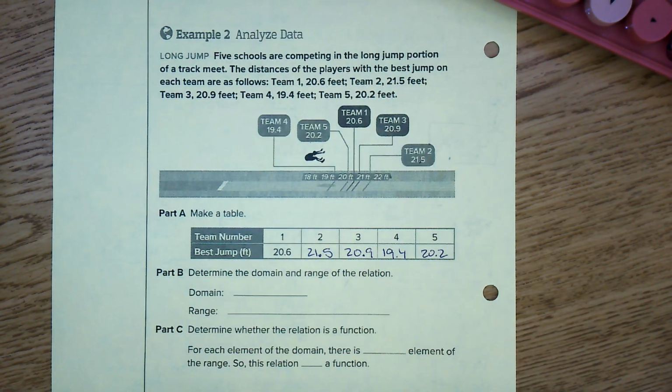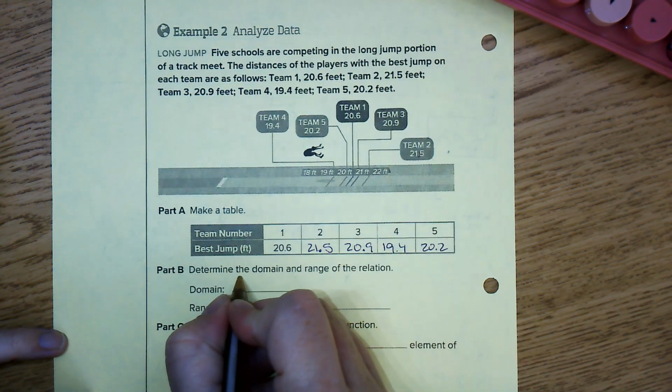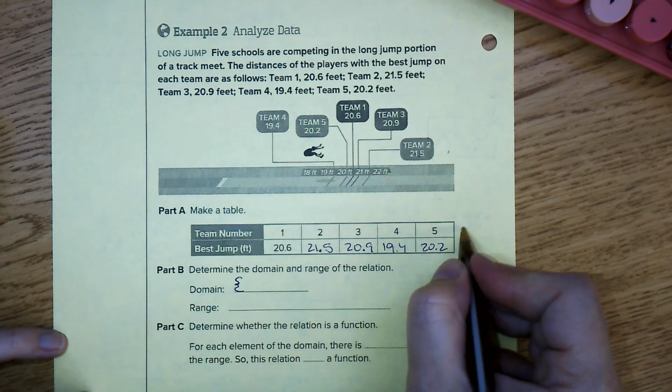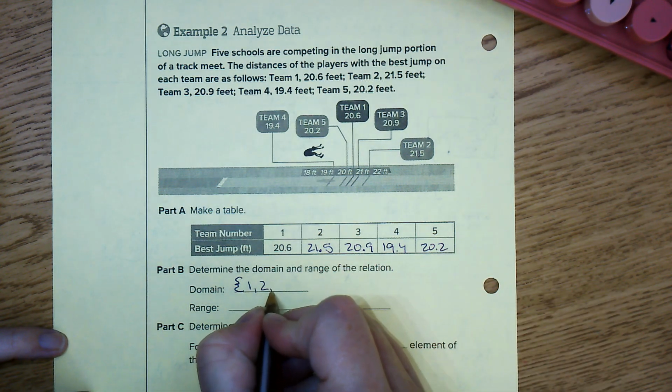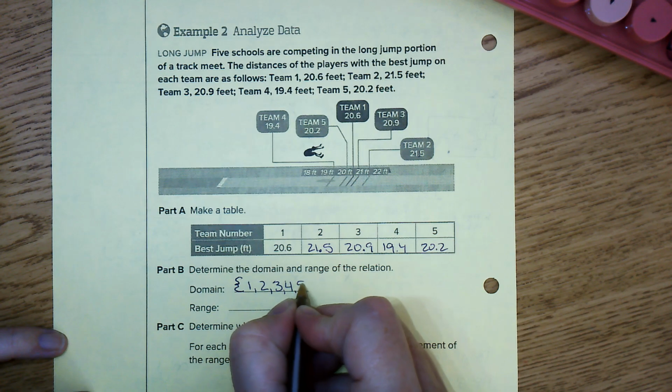Now sometimes you will be asked to list out your domain and your range. And that's just an individual list of your x's and then an individual list of your y's. So instead of ordered pairs, we're tearing the ordered pairs apart. All right, so my domain in this case is all of my x's, which is the top of my table. So my domain: 1 through 5. 1, 2, 3, 4, 5.